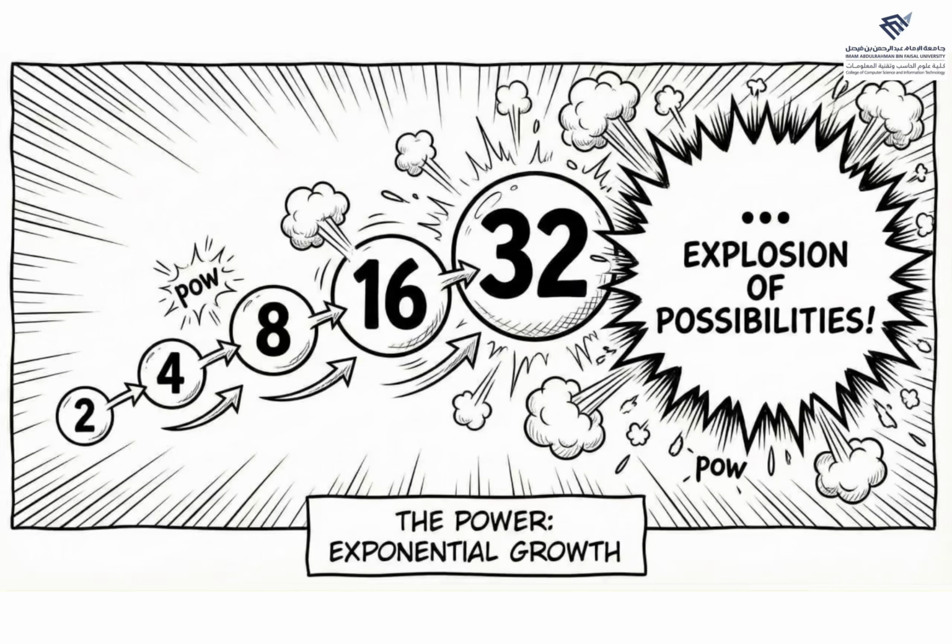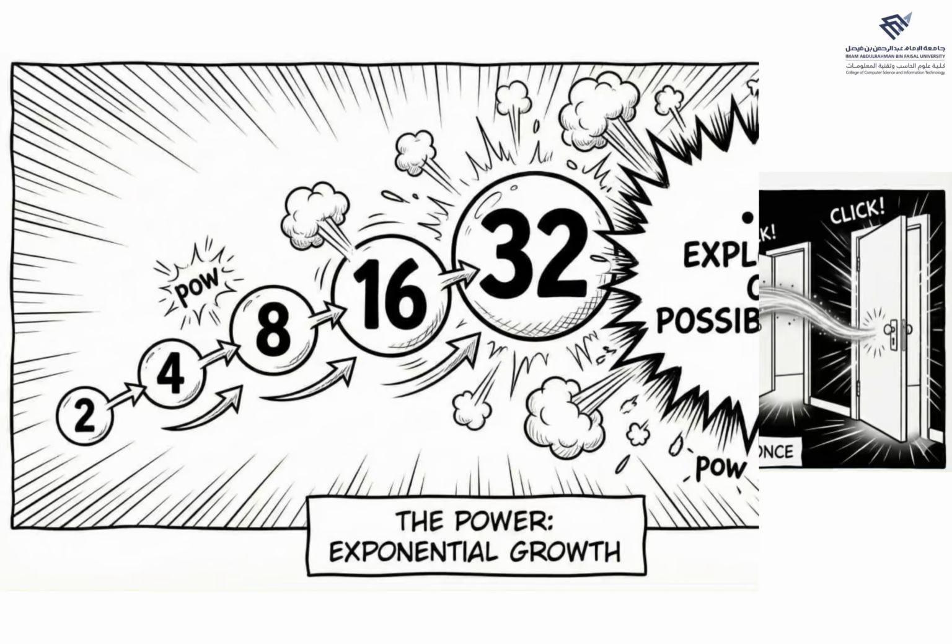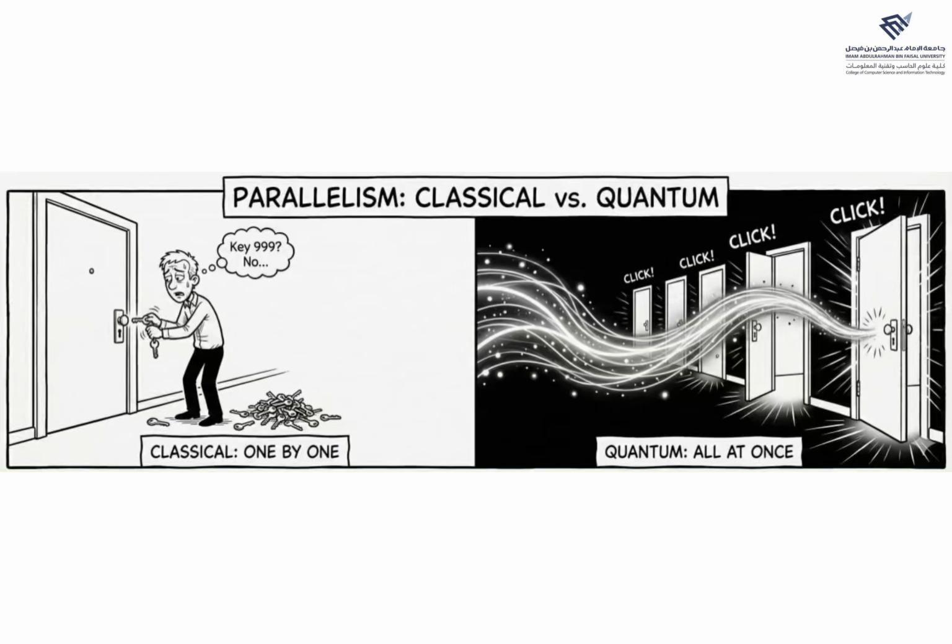If you have 1 qubit, you have 2 states. If you have 2 qubits, you have 4 states. 3 qubits, 8 states. This is exponential growth. By the time you have just 300 qubits, you have more parallel states than there are atoms in the entire observable universe. This creates quantum parallelism.